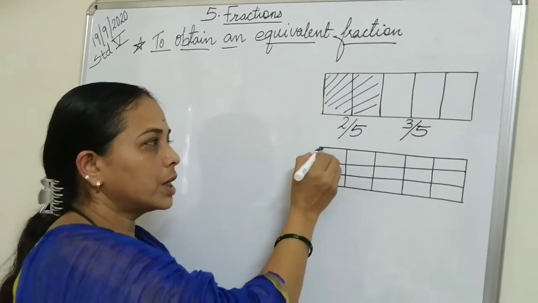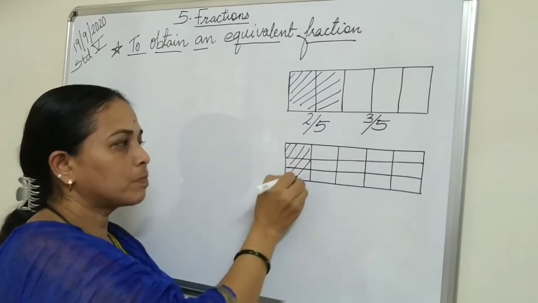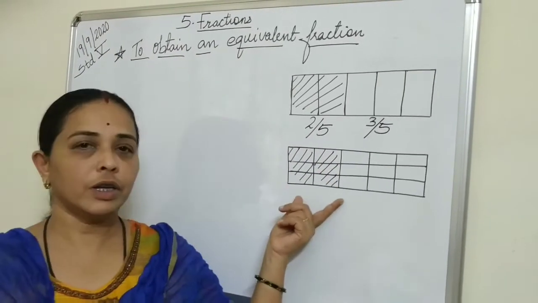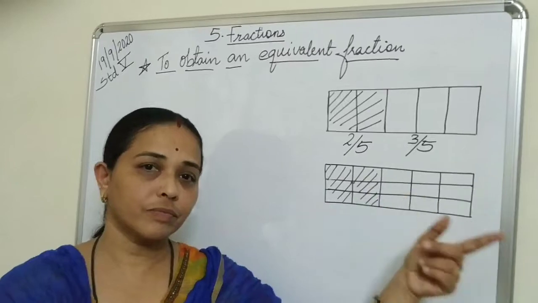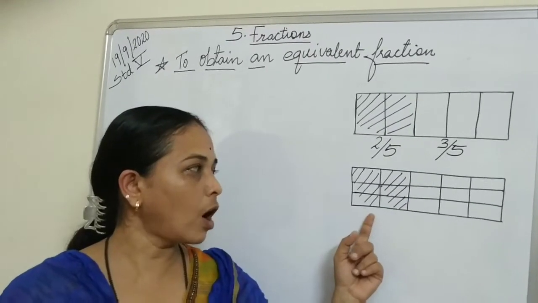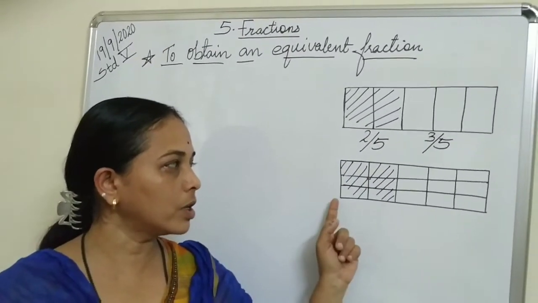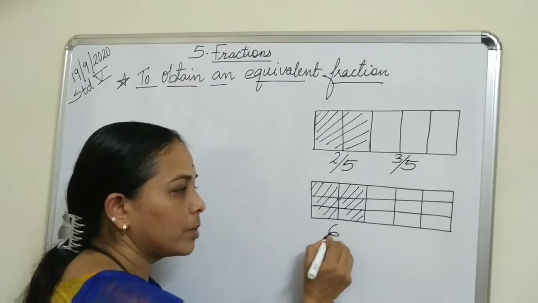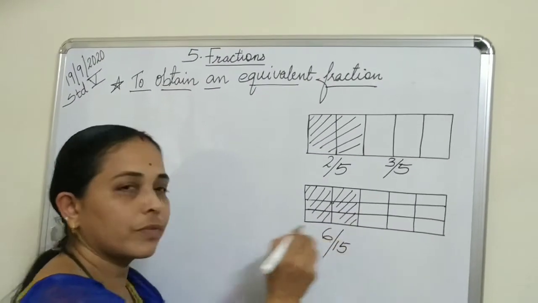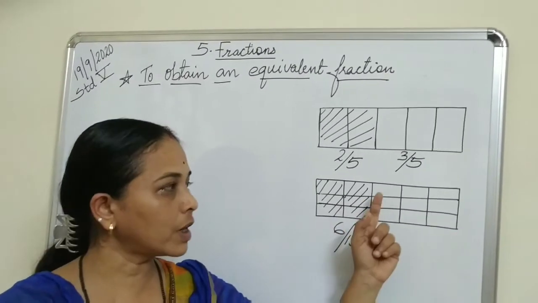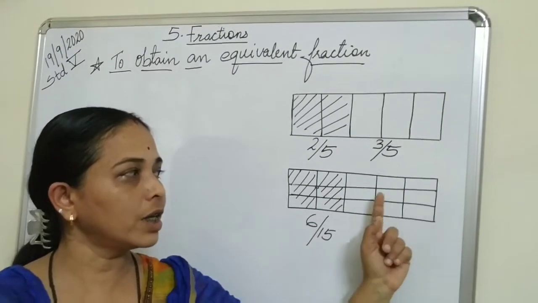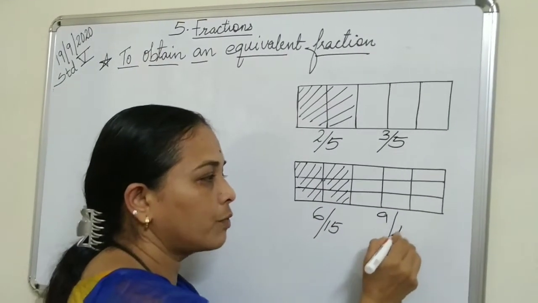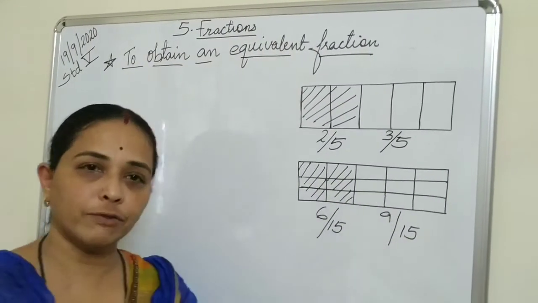Now she distributed these pieces between her and her friends. So how many pieces did she distribute? That is 6 pieces. 6 out of how many? 15. Leftover pieces were there. These are 3. That means 9 pieces were there. 9 out of 15 were leftover.